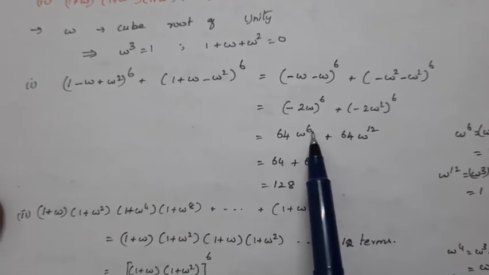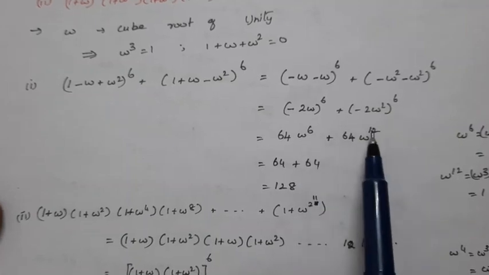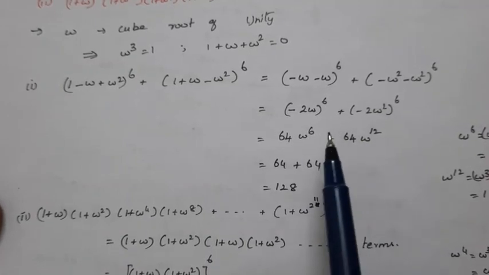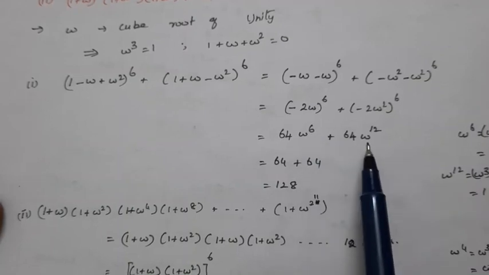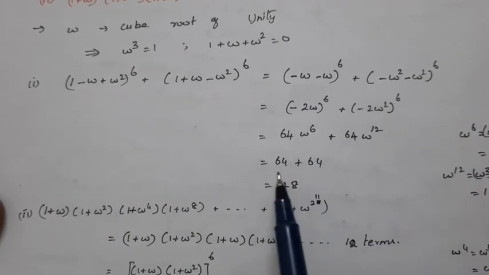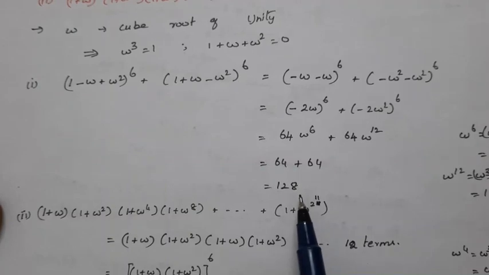Now 6 and 12 are exactly multiples of 3, so the value will be equal to 1. So omega power 6 is 1 and omega power 12 is also equal to 1. So 64 plus 64 is equal to 128.